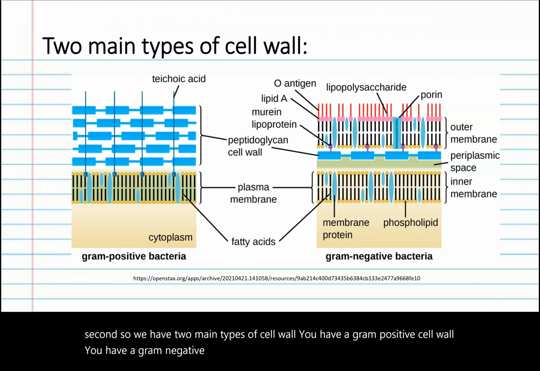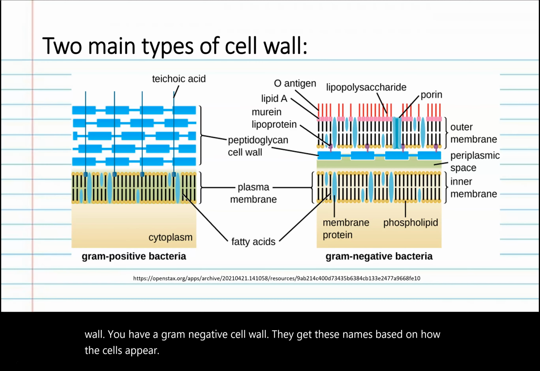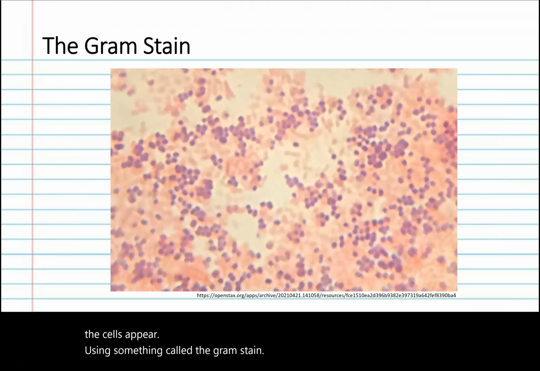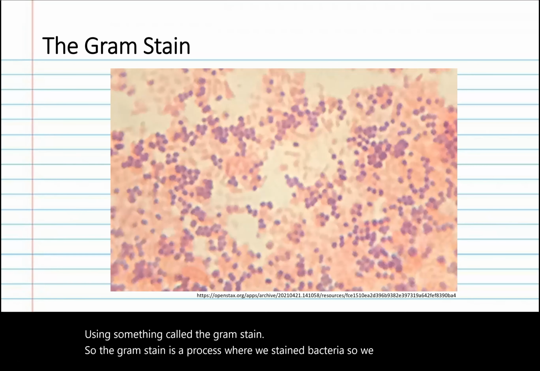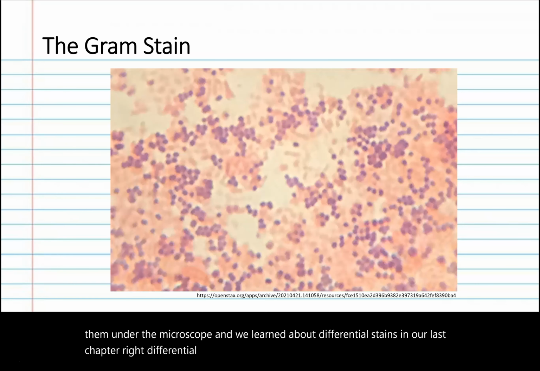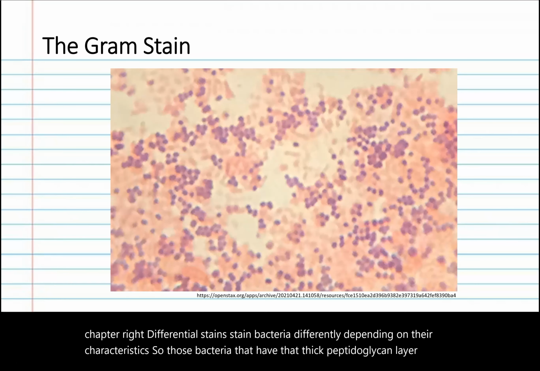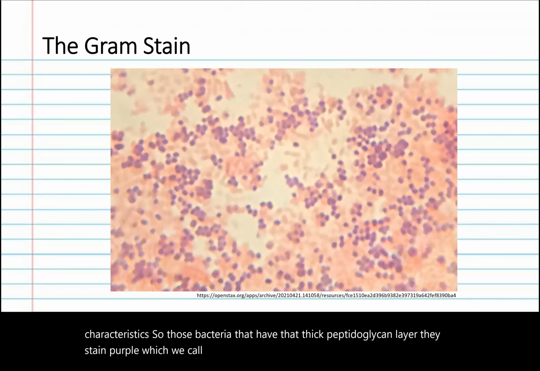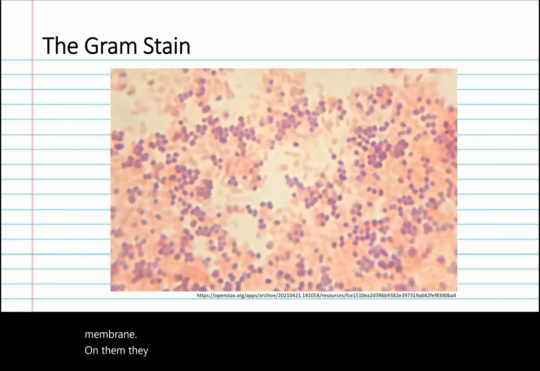They get these names based on how the cells appear using something called the Gram stain. The Gram stain is a process where we stain bacteria so we can visualize them under the microscope. And we learned about differential stains in our last chapter, right? Differential stains stain bacteria differently depending on their characteristics. So those bacteria that have that thick peptidoglycan layer stain purple, which we call gram-positive, and the ones that have the outer membrane stain pink, so we call that gram-negative.